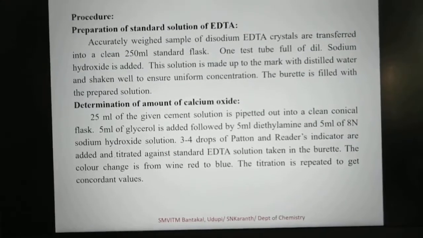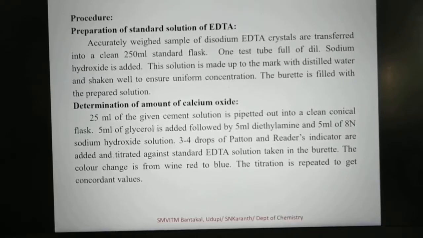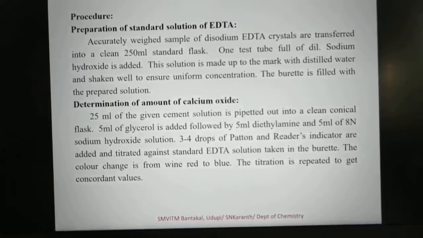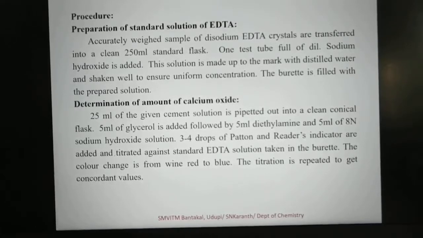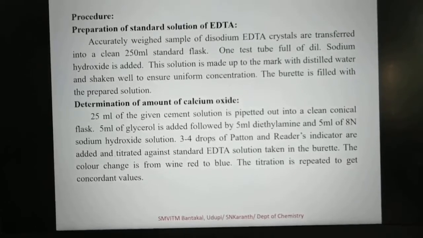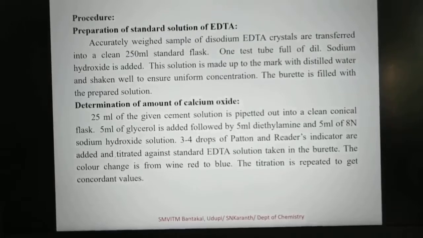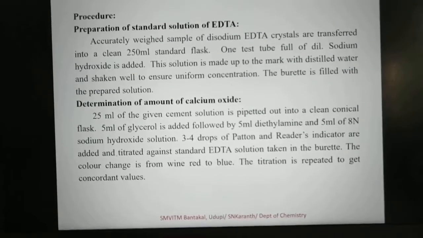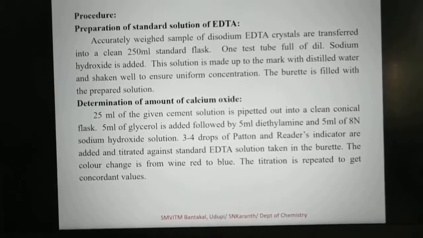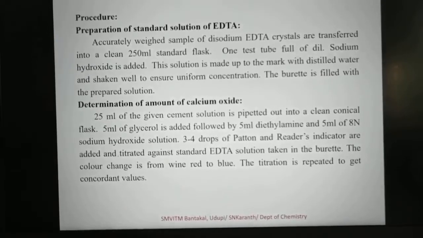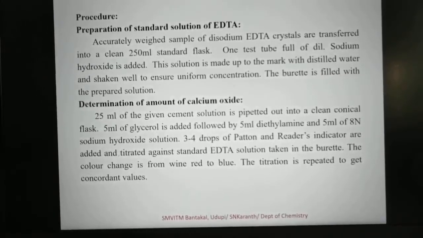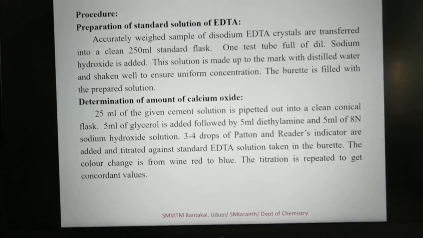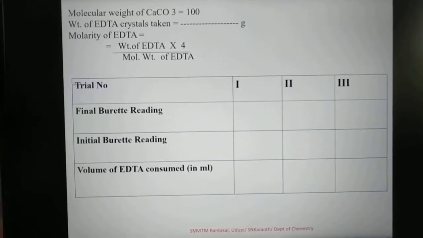For that, 25 ml of cement solution is pipetted out into a clean conical flask. To that, 5 ml glycerol is added, followed by 5 ml diethylamine and 5 ml of 8 molar sodium hydroxide solution. To that, 3 to 4 drops of Patton and Reeder's indicator are added. Then the solution turns wine red in color, and the contents are titrated against the standard EDTA solution taken in the burette until it changes to a blue color.